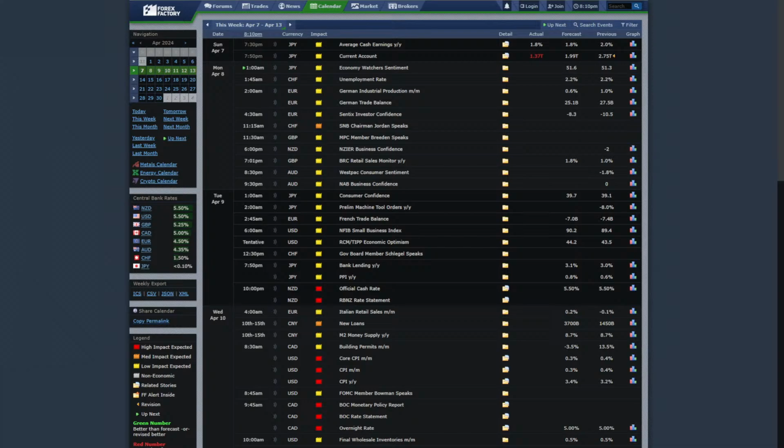Fair value gap here was tapped into and mitigated. And this one was close enough. It's only a few pips off, but we're going to consider this as mitigated as well. So those two are mitigated. We're looking for this for continuation upwards. And then we're also looking for a bullish market structure shift in order to confirm that trend change.